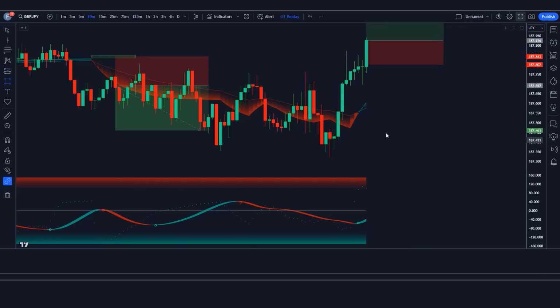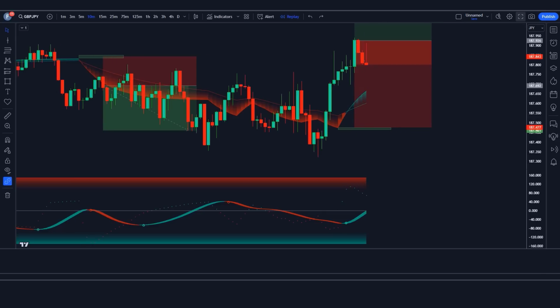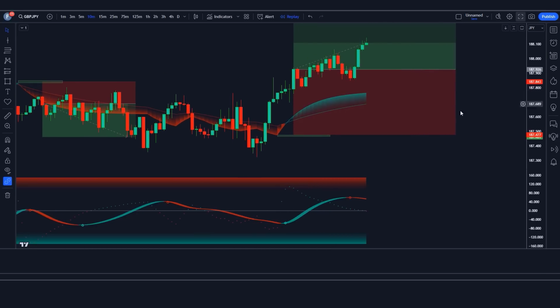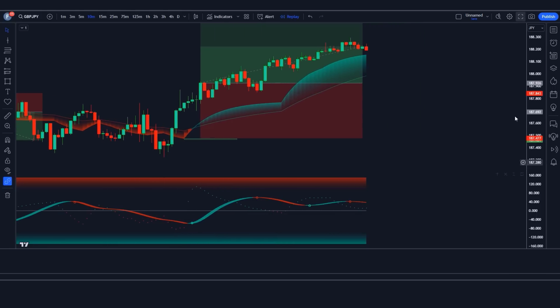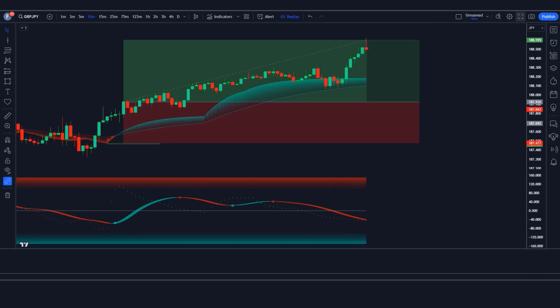Our stop loss is to be placed at the previous low of the liquidity area, and the risk to reward ratio will be 1:1.5. The market has completely hit the target.